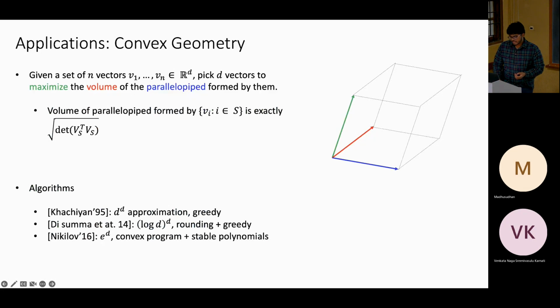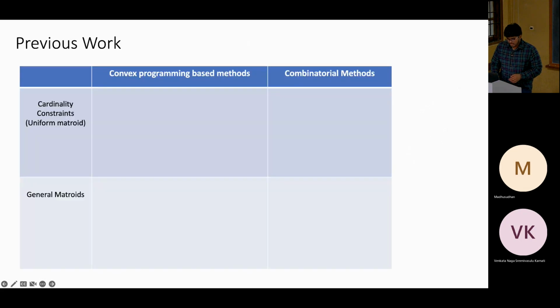Right, and this has been studied by Kache, and he gave a d to the d greedy algorithm, a d to the d approximation. It's been improved to e to the d by Nicola using convex programming and stable polynomials. I remember this randomized rounding, but I think it's deterministic. Okay. So I hope it convinced you well enough that this problem generalizes a lot of problems.